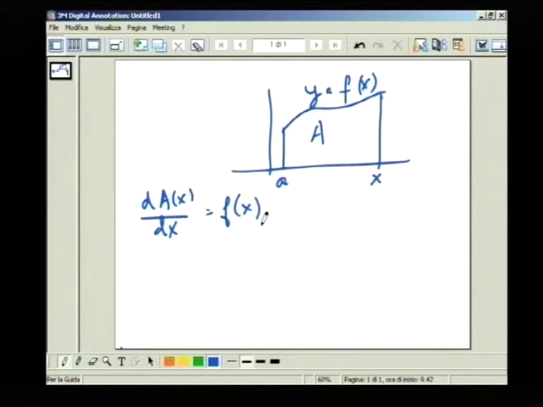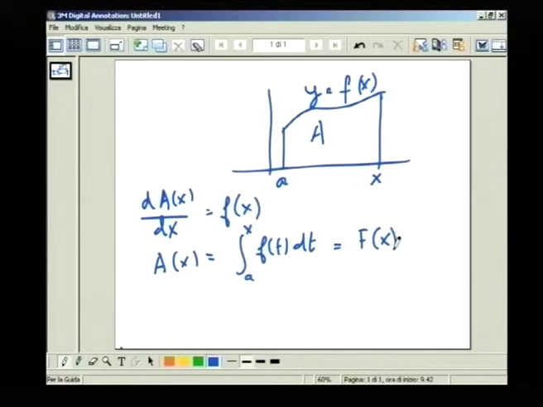Now, from this, you can directly obtain that A of x is equal to the integral from a to x of f of t dt. From this piece of information which Newton arrived at, usually people write this in the form of capital F of x plus c, where capital F is the antiderivative of the small f. Now from here you can directly obtain the fundamental theorem of Newton and Leibniz.